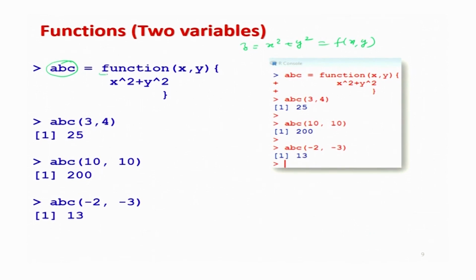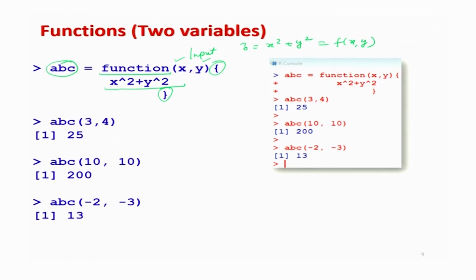So, here: function, and then within the parenthesis, inside this argument, I write the input variables. There are two input variables, x and y. So I write them as x comma y, and after this, within the curly brackets, I write down the commands for what I want to compute. I want to compute x square plus y square, so I give it x^2 plus y^2, right.